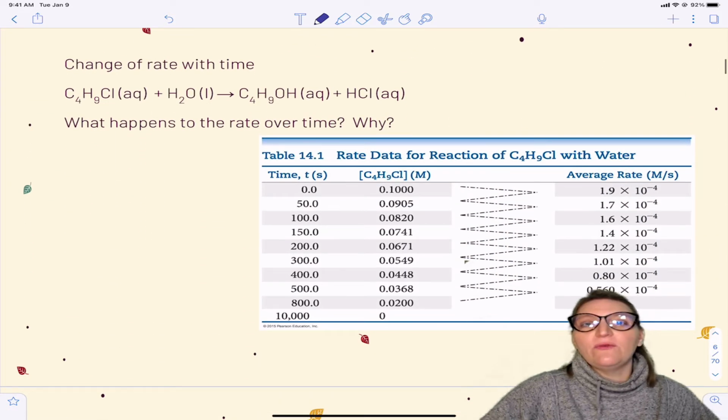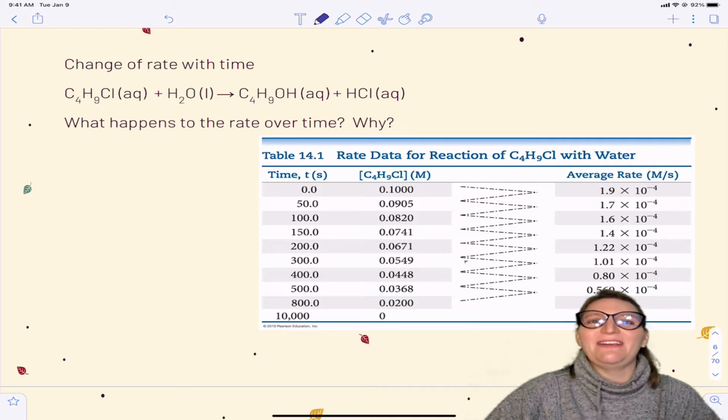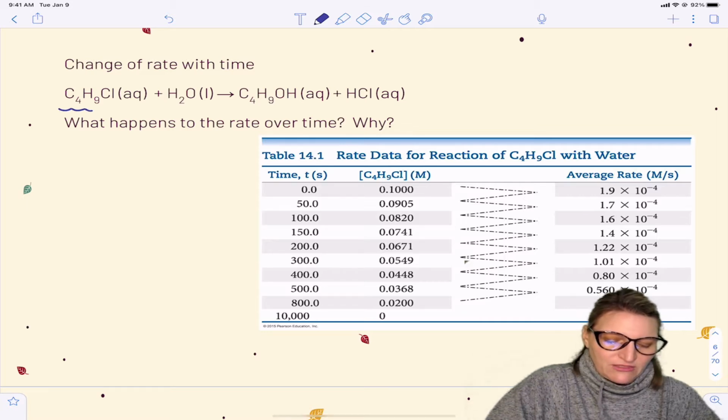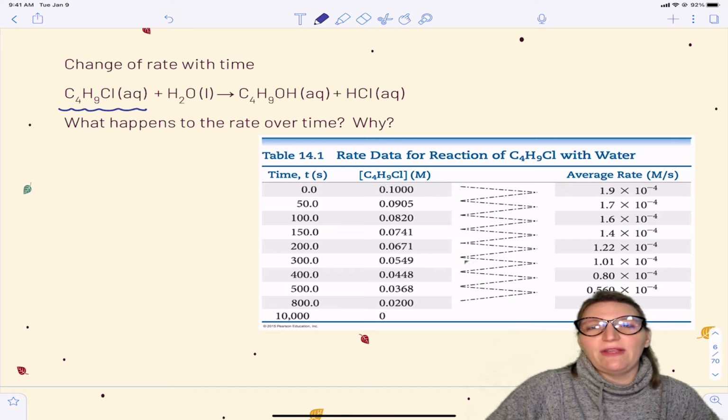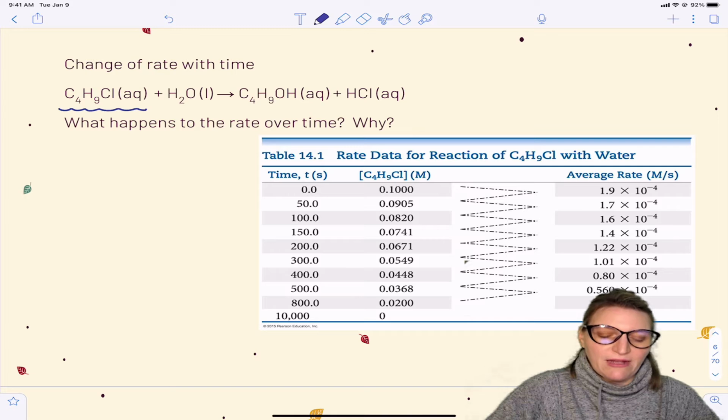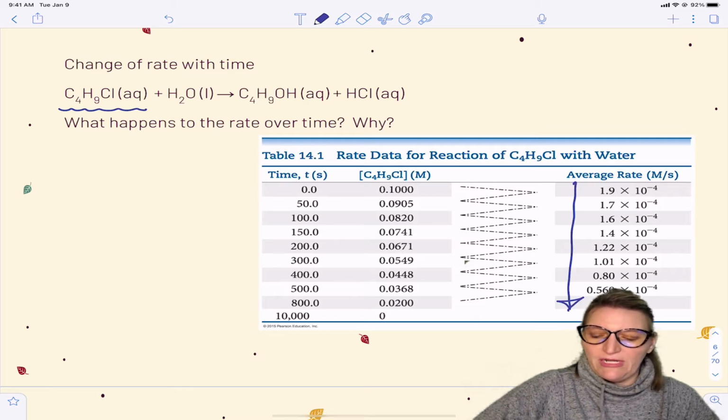So how does the rate change with time? We will talk a little bit more about this because it is going to involve some calculus that we don't need to do, but it is more advanced math. But if you just look at the data from this chemical reaction, C4H9Cl, the name for that would be chlorobutane. So chlorobutane reacts with water to produce butanol plus hydrochloric acid, HCl. What happens to the rate as time goes on? It's pretty easy to see what happens.